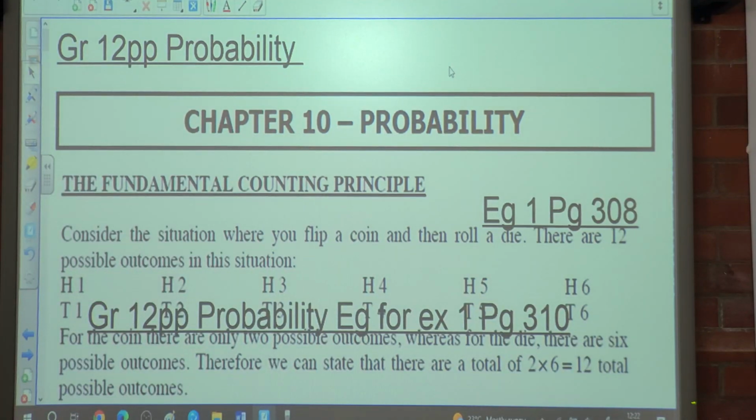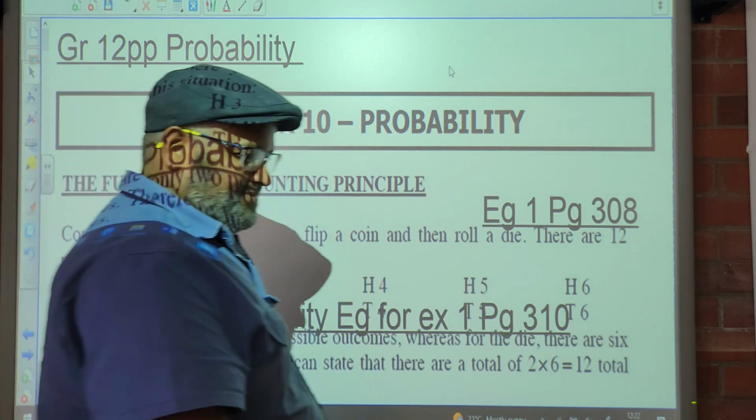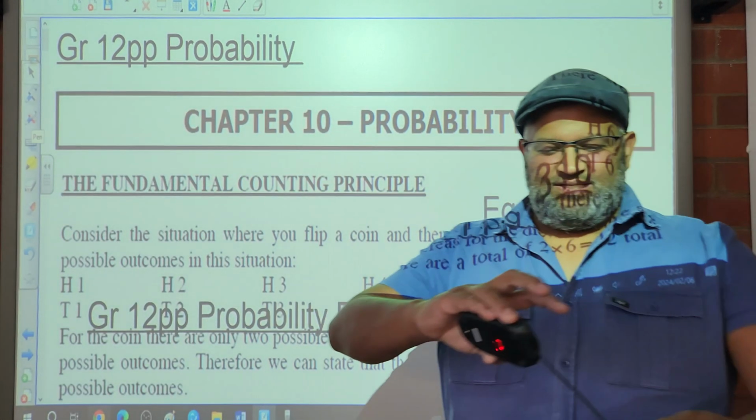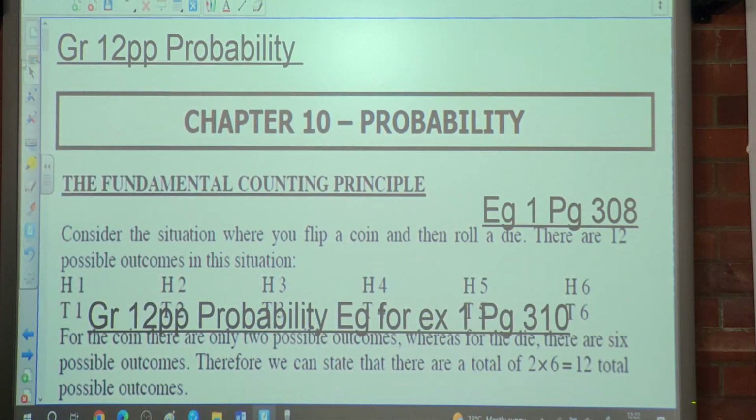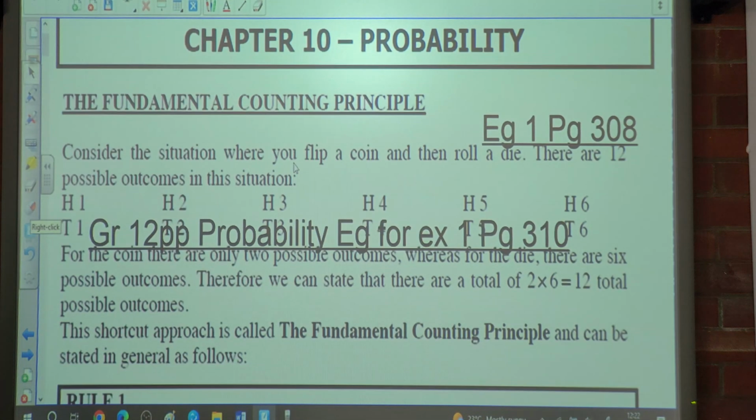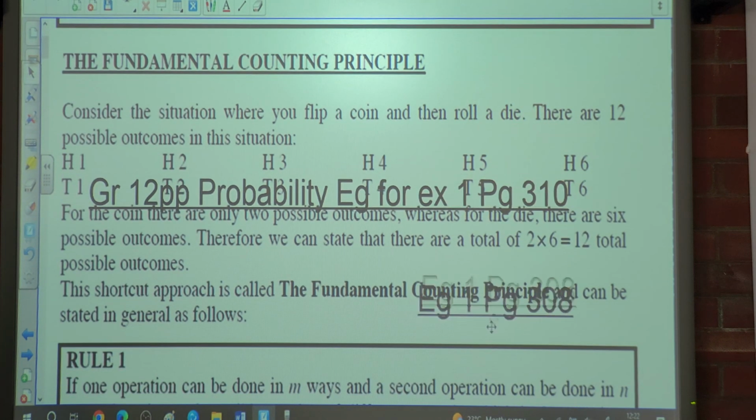Okay, good afternoon class. So today we're looking at probability. Okay? I think it's the easiest section of work in grade 12. It's chapter 10 from the Mind Action series. Okay, so the fundamental counting principle.